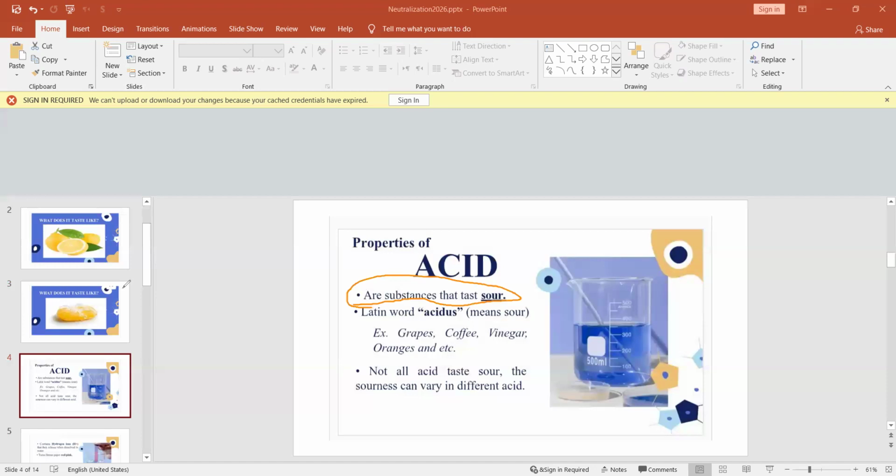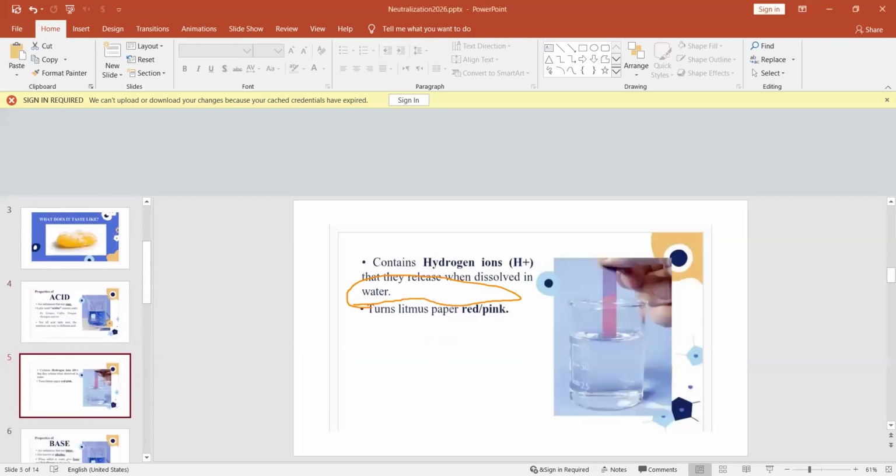For example, we have some acids like grapes, coffee, vinegar and orange, and their sourness is different. Why? Because in the structure of all acids, we have hydrogen. In the structure of all acids, we have hydrogen.